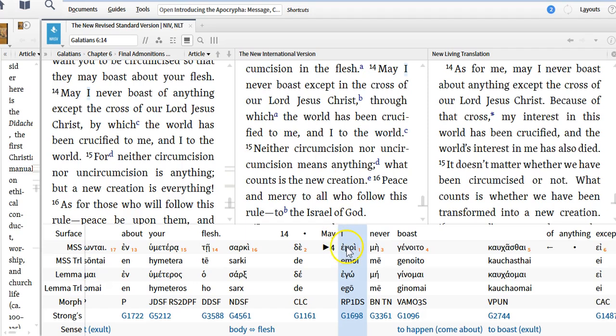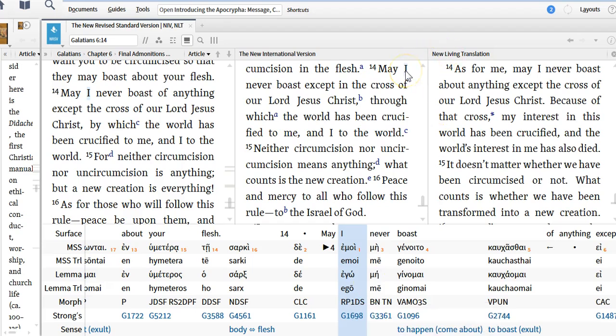Here, "may boasting never be mine" is essentially how this plays out in Greek. May it not be for me to boast. May it not be to me to boast. So we could construe it in some other ways, but the way that makes the most sense to me is a dative of possession. May boasting not be mine.